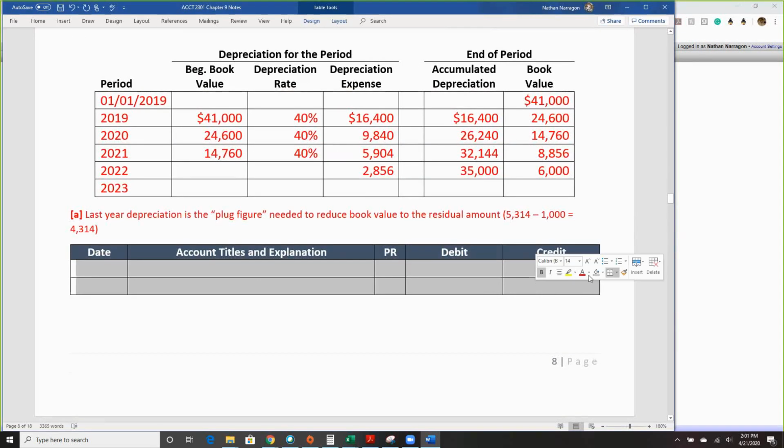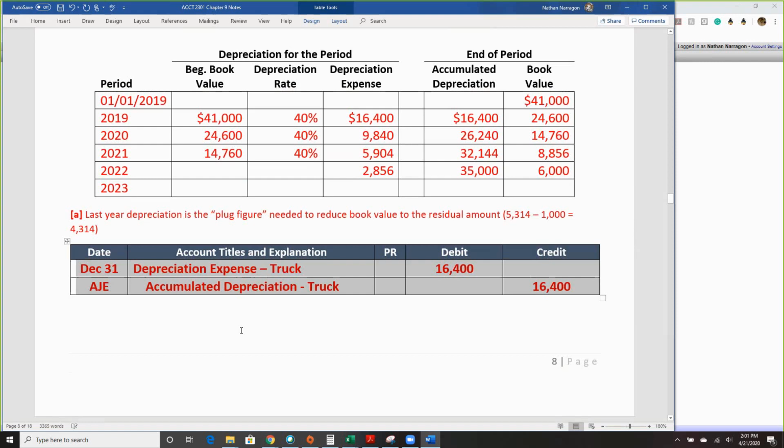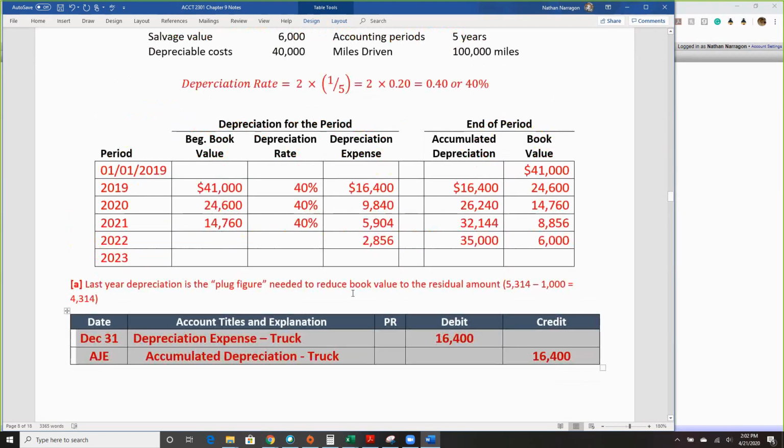Again, if you're going to record depreciation, the same thing. Always debit, always credit. Debit depreciation expense, credit accumulated depreciation. Alright. Any questions over this method? Again, a little bit harder, but as long as you don't fall into the traps, you're going to be fine.